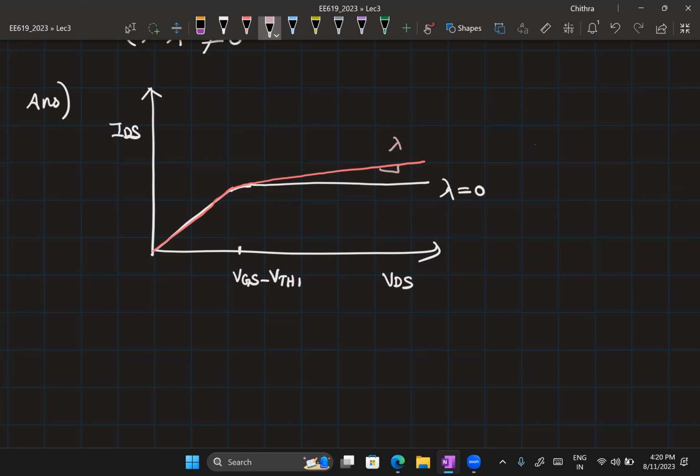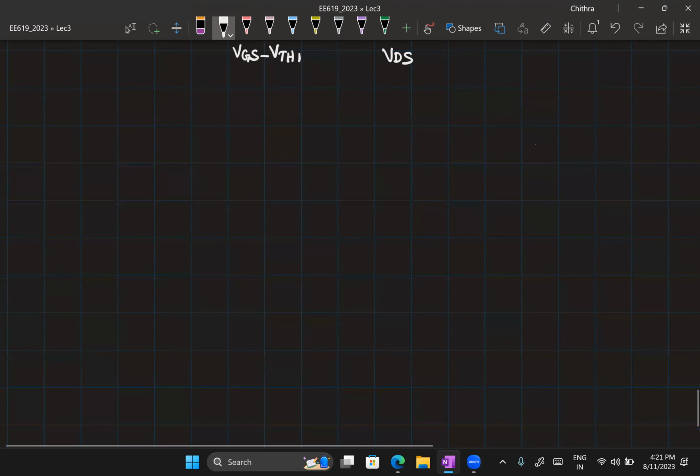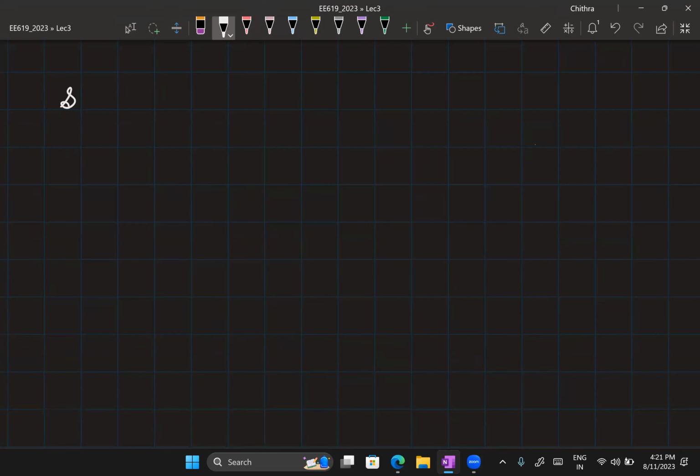So now let us look at few other non-idealities that are more prominent in short channel transistors. So the first one is subthreshold conduction.